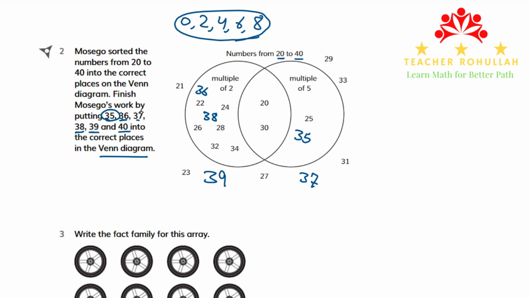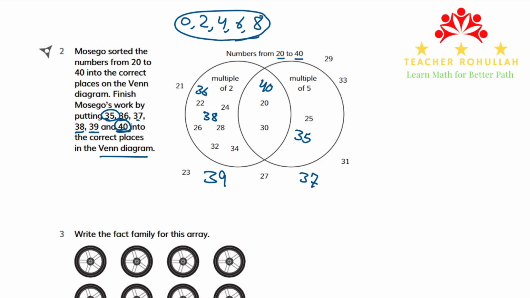In the previous question, we said any number that ends in 5 or 0 is a multiple of 5. In here, we said any number that ends in 0, 2, 4, 6, and 8 is a multiple of 2. So 40 can be a multiple of 2. At the same time, it can be a multiple of 5. So it has the qualities of both sides. So we can put 40 over here in the center.